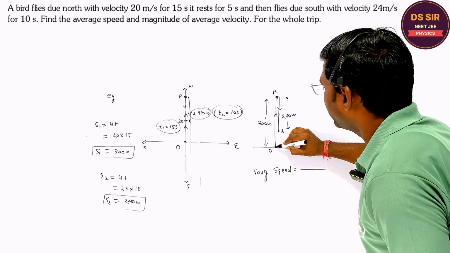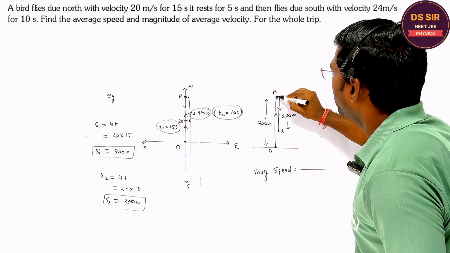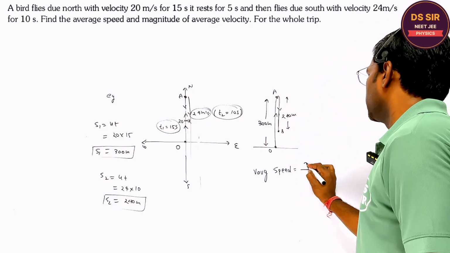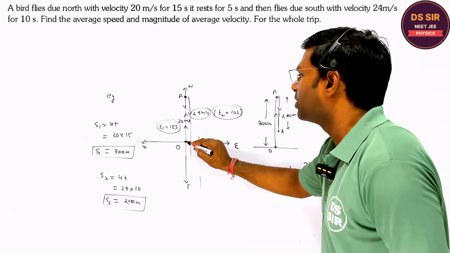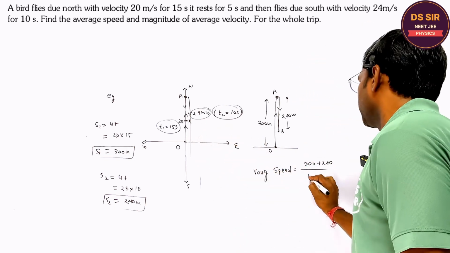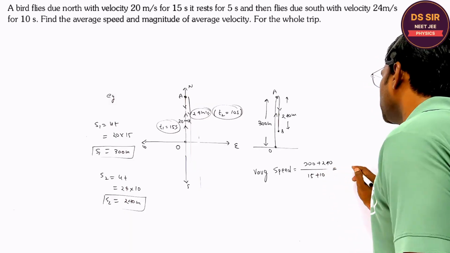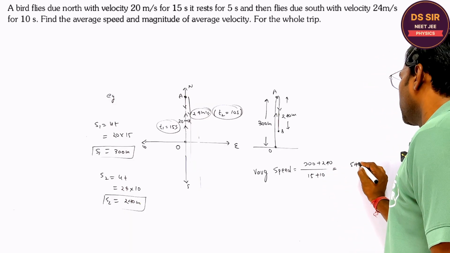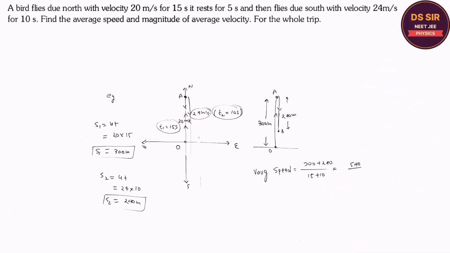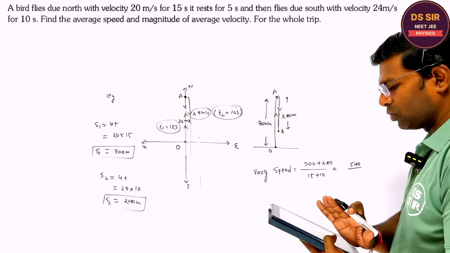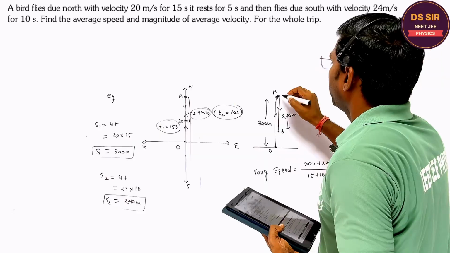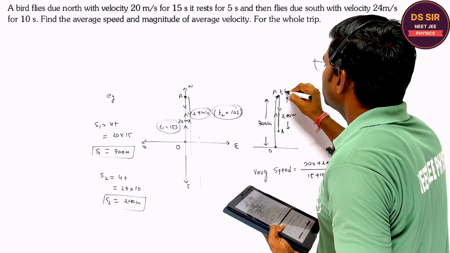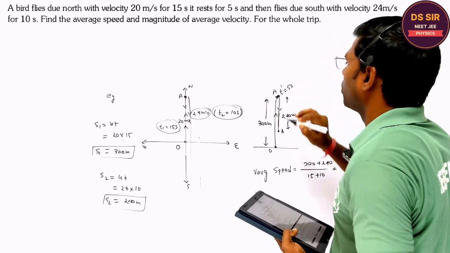What is the total path length, Vrinda? 300 plus 240. And what is the total time taken? 15 plus 10. Right. So this is... oh, it is at rest also. Oh, sorry. It rests for 5 seconds. Listen one thing. This is the extra time, 5 seconds also.